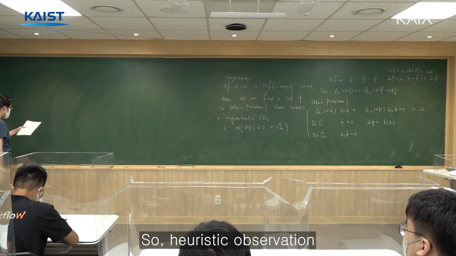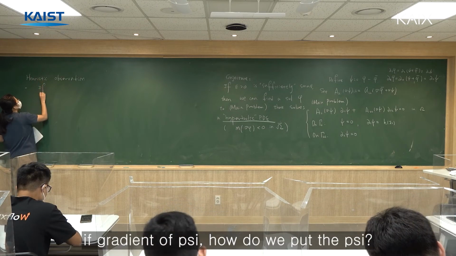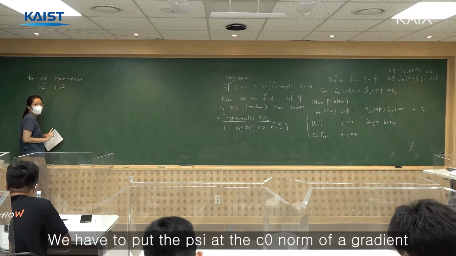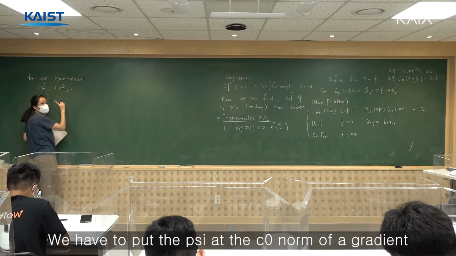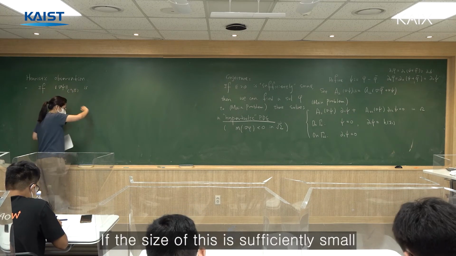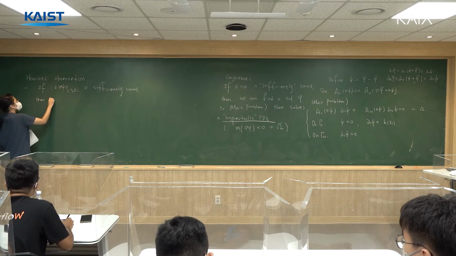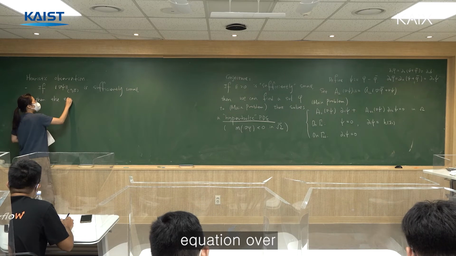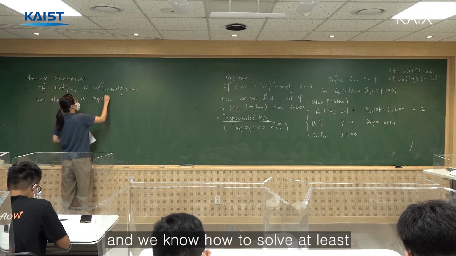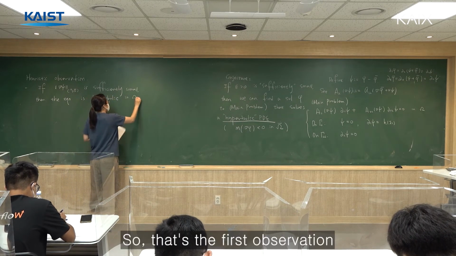So a heuristic observation. If the gradient of psi, so how do we put the size? We have to put the size at the C0 norm of the gradient of psi, right? If the size of this is sufficiently small, the equation over there, right, is hyperbolic. And we know how to solve, at least if the coefficient is fixed, okay? So that's the first observation.